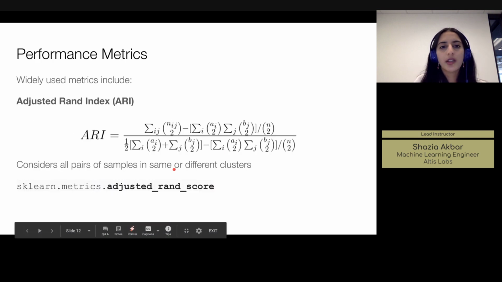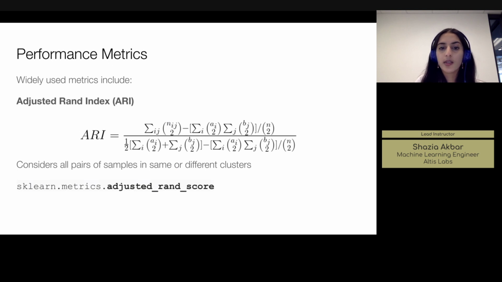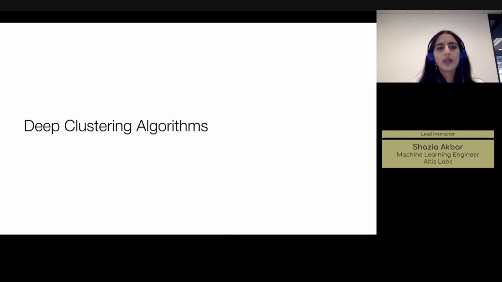I would like everyone to have a look at these in the practical session when they've defined their clusters and want to know how well they're performing, because these are great metrics to use, and I think not everyone uses them within the deep clustering field. So let's get on to the deep clustering algorithm part.